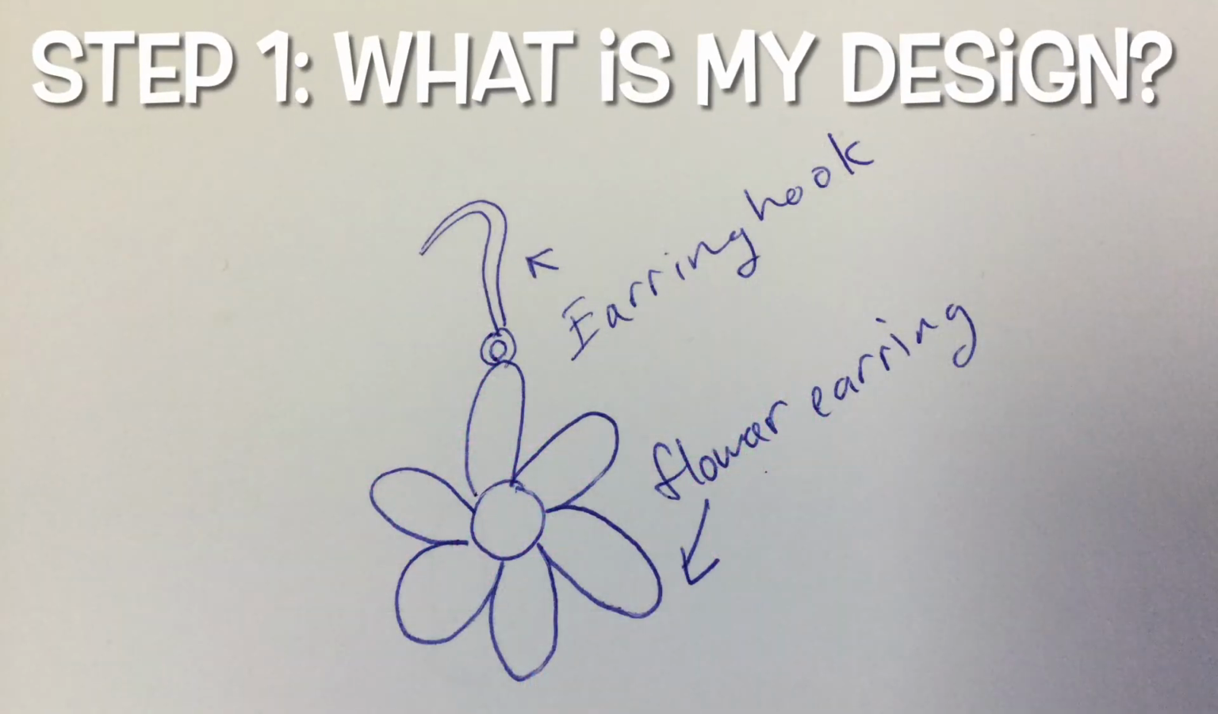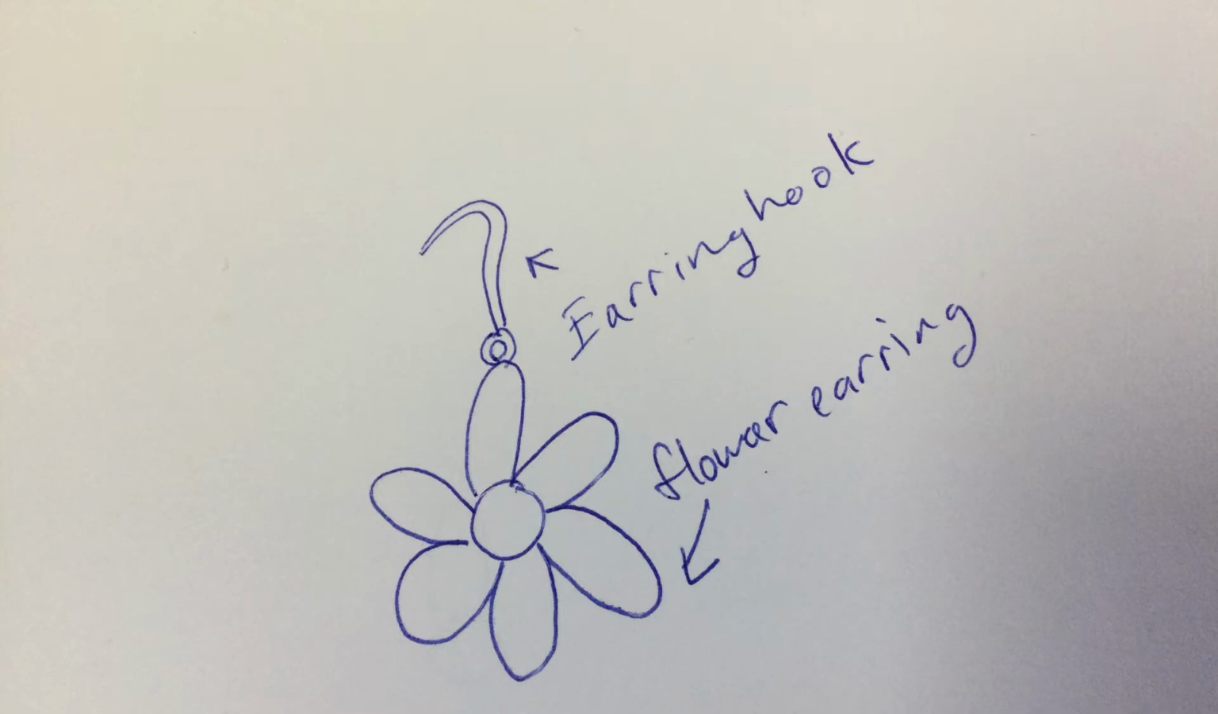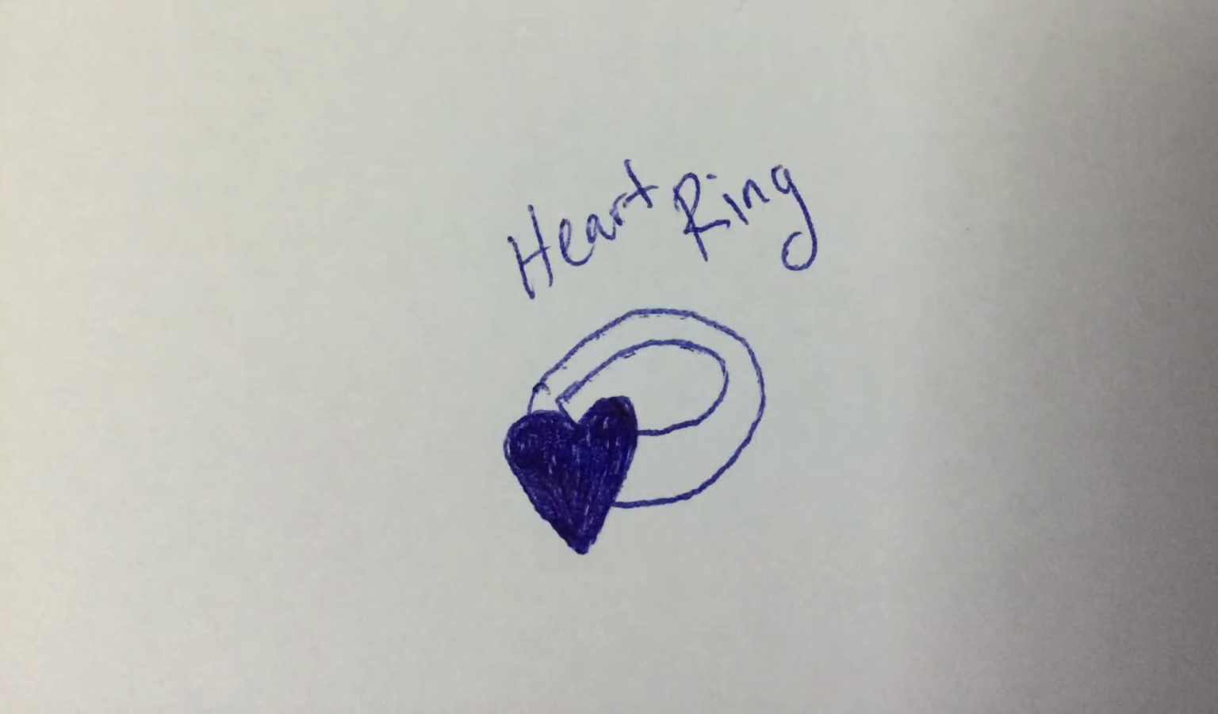Step 1. What is my design? Think about what kind of jewelry you would like to make. Earrings, a ring, or a necklace pendant. It might be helpful to do a simple sketch of your design.